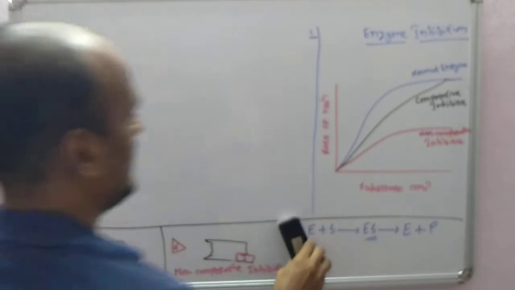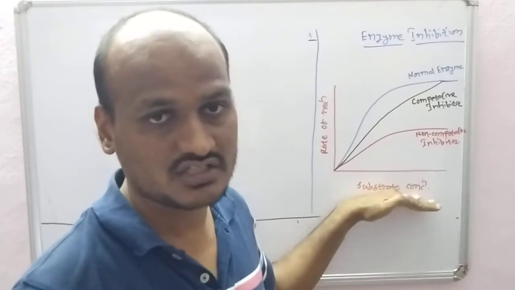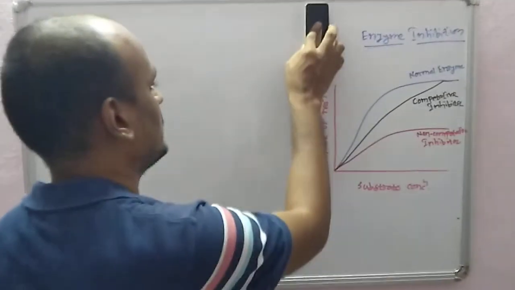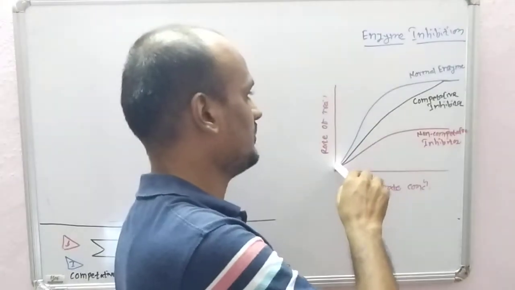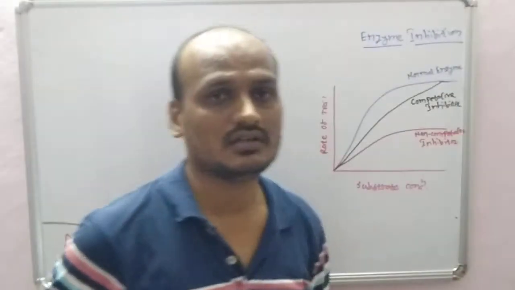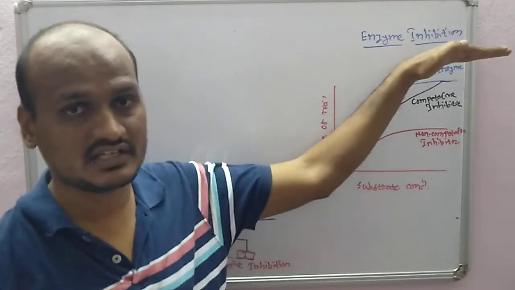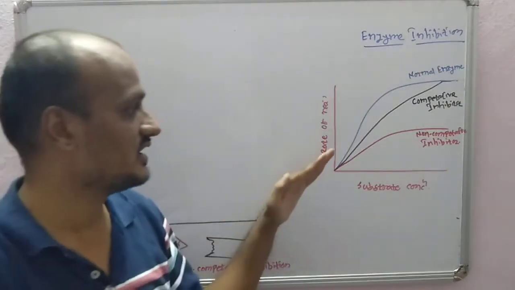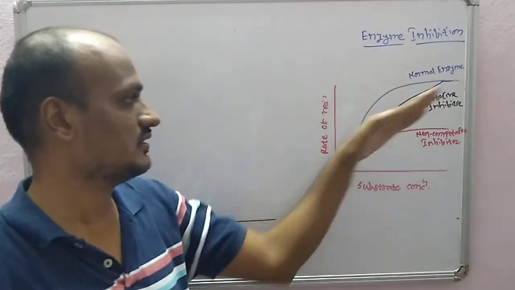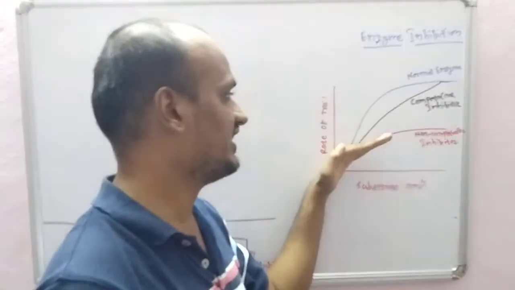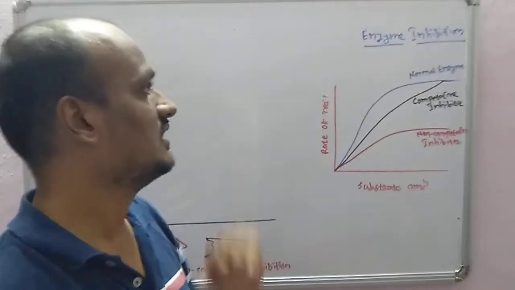Next we have enzyme inhibition. If you take substrate concentration on the x-axis and the rate of the reaction on the y-axis, what is happening? If you are using a normal enzyme, it progresses like this. Normally the reaction rate initially increases, then it plateaus, then it decreases. If it is a competitive inhibition, the final Vmax remains the same, but the overall reaction rate decreases with the competitive inhibitor. And if it is a non-competitive inhibitor, then the plateau height itself decreases. So this is enzyme inhibition.